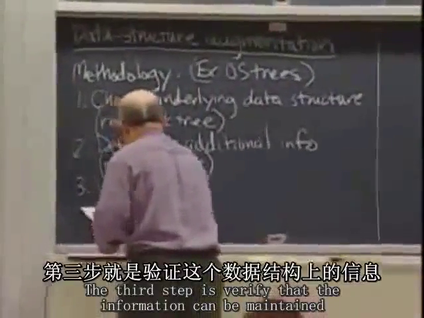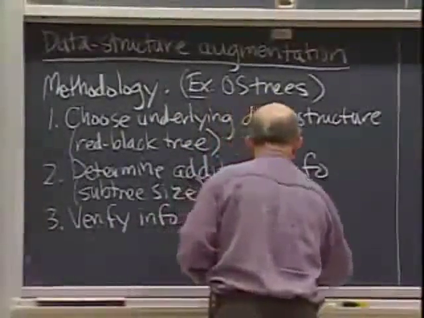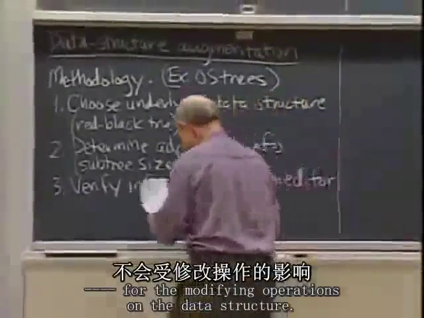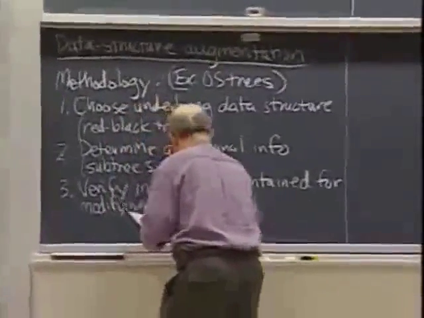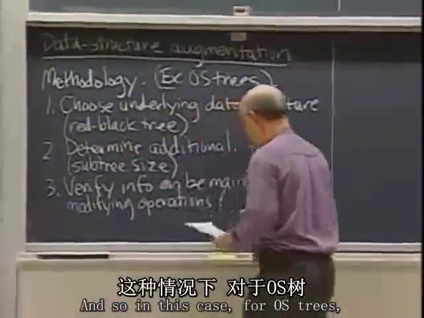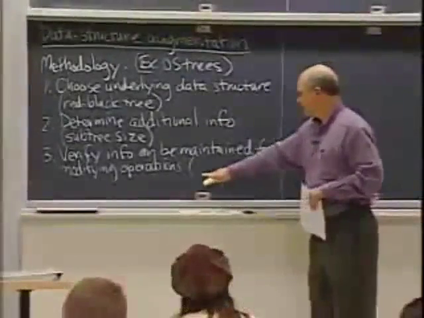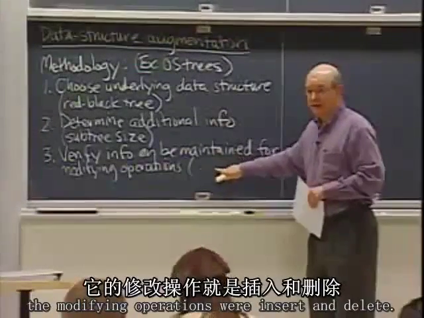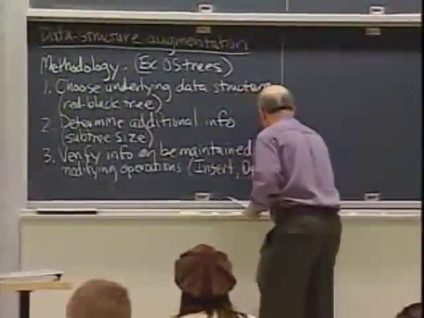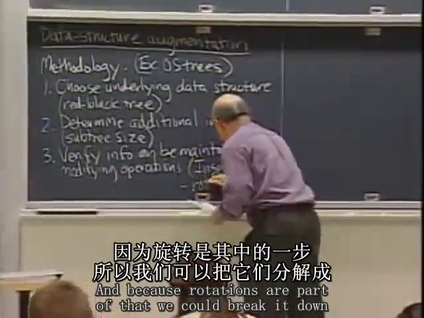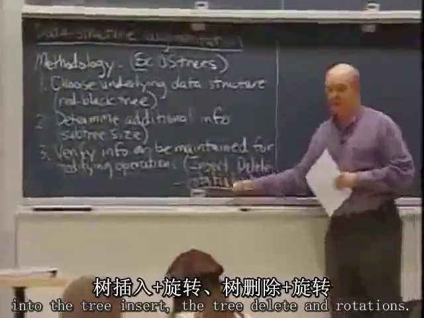The third step is to verify that the information can be maintained for the modifying operations on the data structure. In this case, for red-black trees, for OS trees, the modifying operations were insert and delete, and of course we had to make sure we dealt with rotations carefully. Because rotations are part of that, we could break it down into the tree insert, the tree delete, and rotations. And once we'd done that, everything was fine.